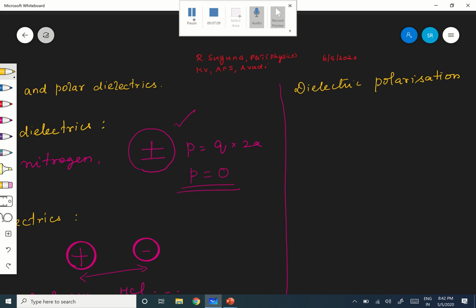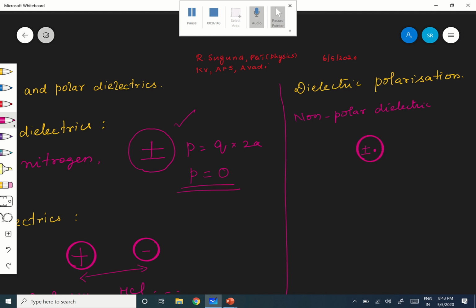What is it? It's a very important concept. If you take a non-polar dielectric, as I told you, in a non-polar dielectric, you know that at normal state the center of mass of positive and negative charge coincides with each other, right?